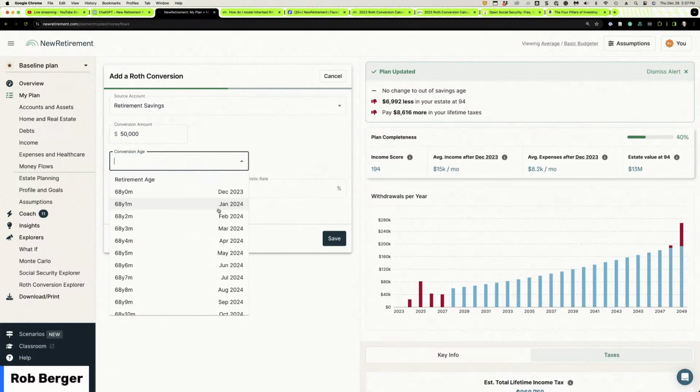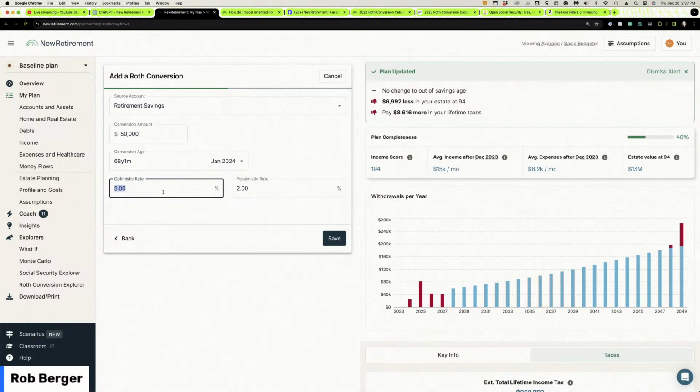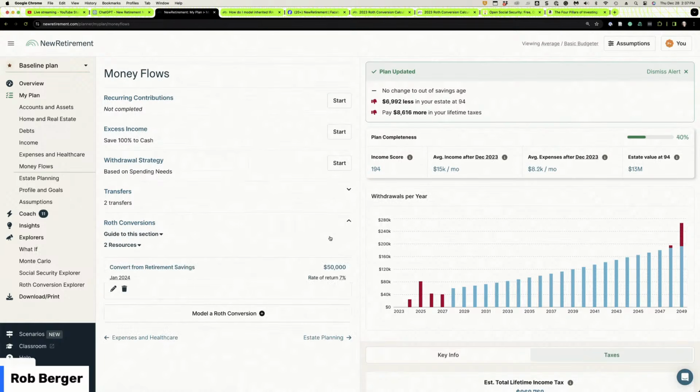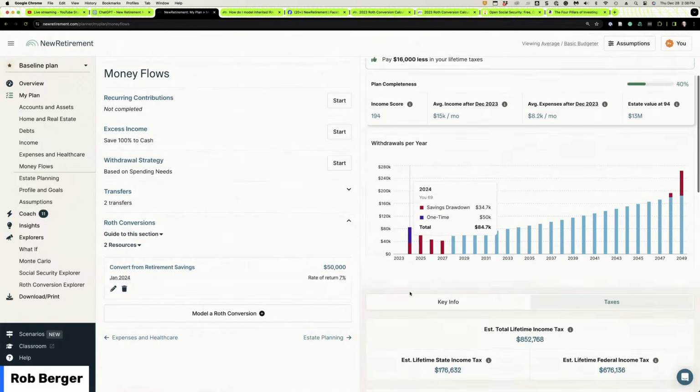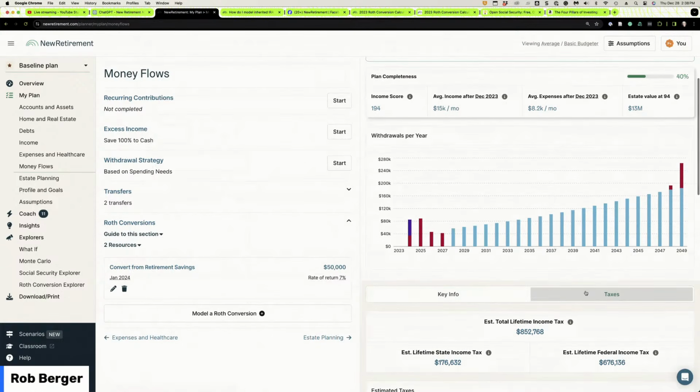And so if we put this in January of 24, we'll do 9% and 5% for optimistic and pessimistic. And we put that here. We see withdrawals per year. You see the purple is that conversion. It's set as one time, 50 grand. And we can look at taxes.